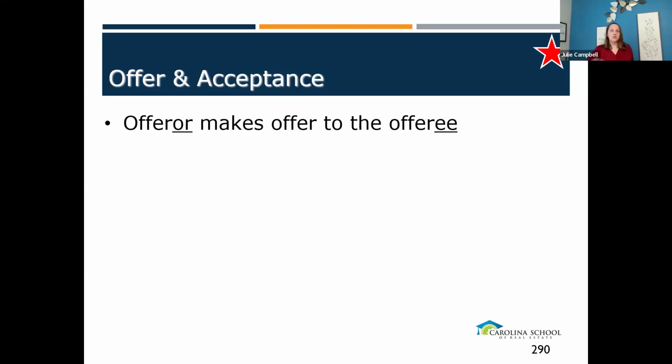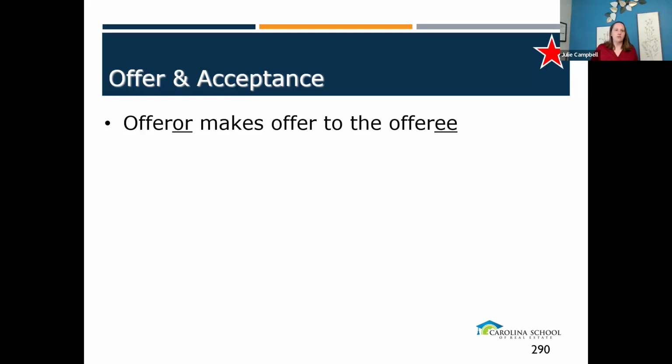Do I have everybody so far? The ORs and the EEs. Pay attention to those ORs and EEs. By the way, remember that little chart? You may want to make a note. I don't think it was at the beginning of Unit 5. And it talks about the giver of a document and the receiver of a document. So we have the offeror making an offer to the offeree. The offeree has three choices.